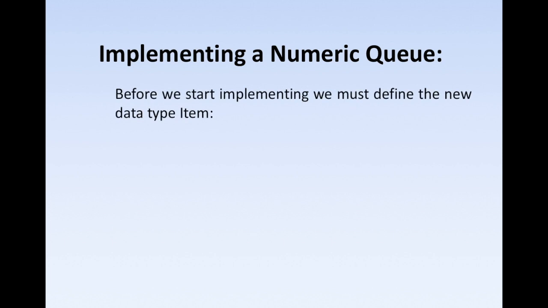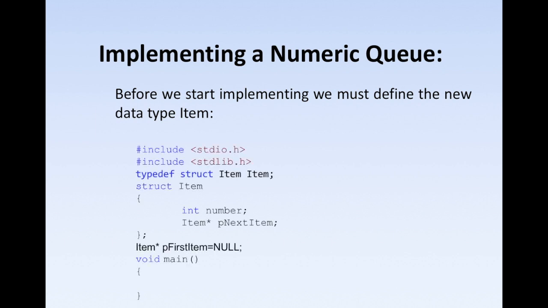As we did with the stack data structure, we'll start by defining the new data item. Analogous to what we did in stack, we created a structure item. So item is a structure composed of two parts, or two data items, which are the number and a pointer to the next item. Throughout the course, we're going to have such items composed of a numeric item, a number, and a pointer to the next item, so P next item.